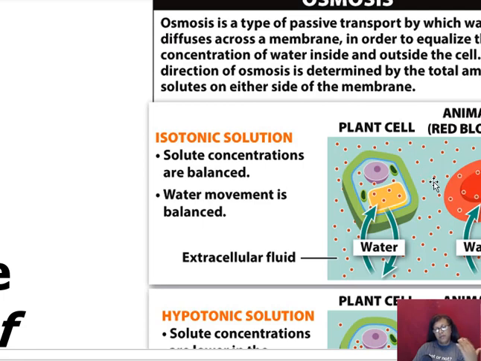And if the number of particles in the solution is equal to the number of particles in the cell, we call that an isotonic solution. Iso meaning the same. And so this is a balanced situation. Water's not going to move because there's no party going on. Everybody's the same. It's the same number of particles inside the cell as there are outside the cell. Water will stay where it is.